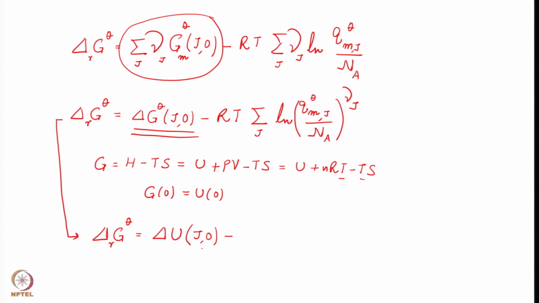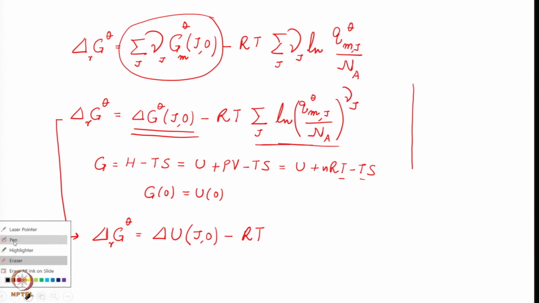minus RT summation. When you open the summation, this is log A plus log B plus log C, right? And log A plus log B plus log C, etc., will be equal to log of A into B into C, etc. I can convert this summation into a product. So I can write this as a product.